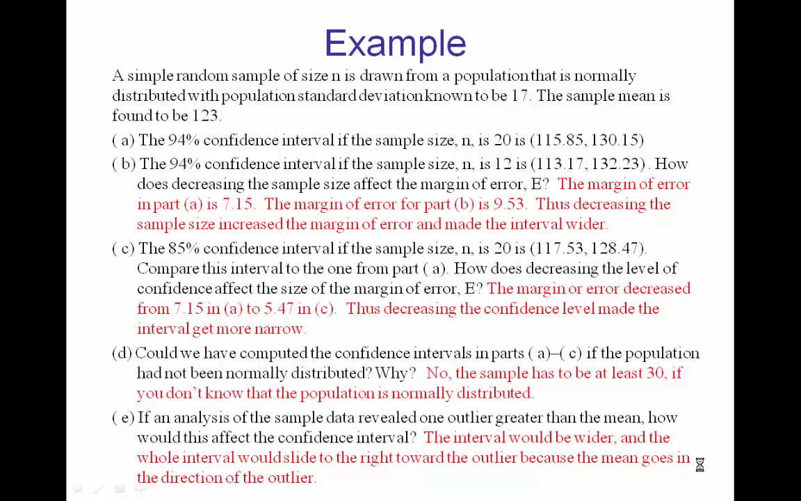If an analysis of the sample data revealed one outlier greater than the mean, how would this affect the confidence interval? The answer is the interval would be wider and the whole interval would slide to the right toward the outlier, because the mean goes in the direction of the outlier.